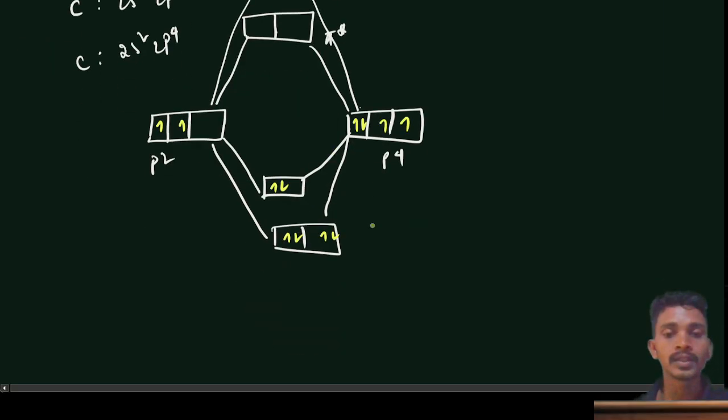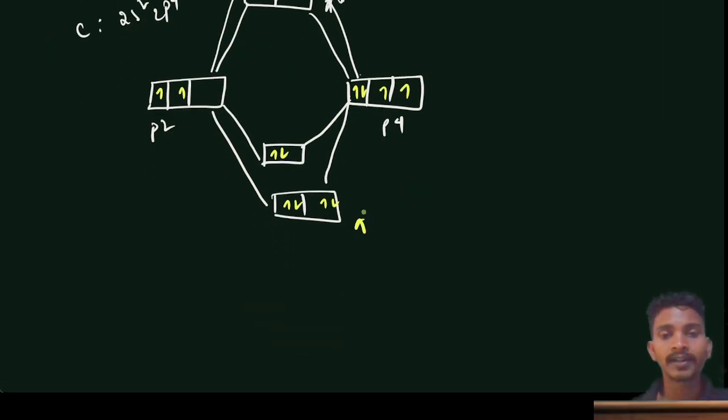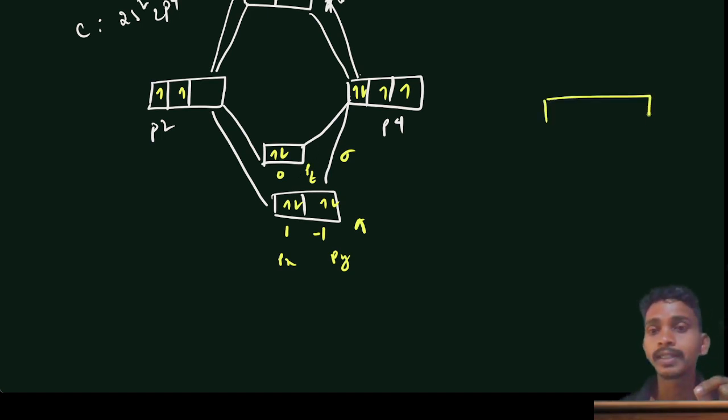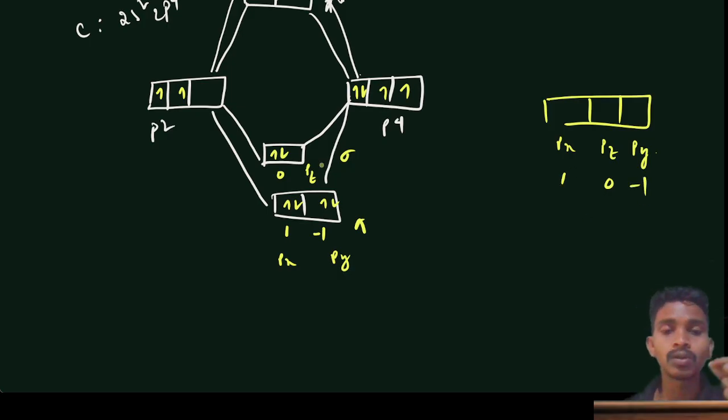So this is the pi orbitals, this is the sigma orbitals. We know how p orbitals are filled. This is 1, minus 1 and this is 0, because this is px, this is py and this is pz. Sigma orbitals are pz, and for pz the value is always 0, so this is 1, this is minus 1. The L value of sigma orbitals is always 0.